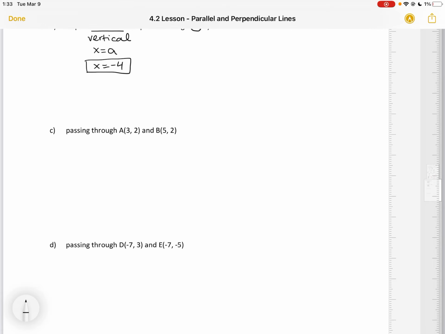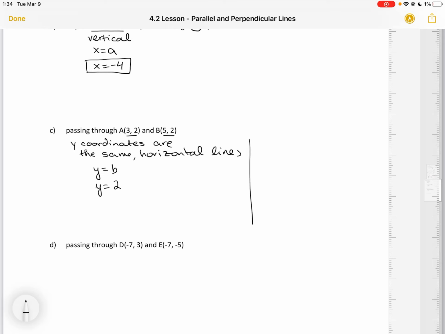Example C. Now I'm given 2 points. I've got 3, 2 and 5, 2. What you might notice here is that the y-coordinates are the same, which is a characteristic of a horizontal line. I know that horizontal lines all have the form y equals b. In this case, all of my y-coordinates are 2, so my equation must be y equals 2. If you don't notice that right away, you can use the formula for slope, y2 minus y1 over x2 minus x1. We've got 2 minus 2 over 5 minus 3, which gives me 0 over 2, so my slope is 0, which is another clue to a horizontal line.